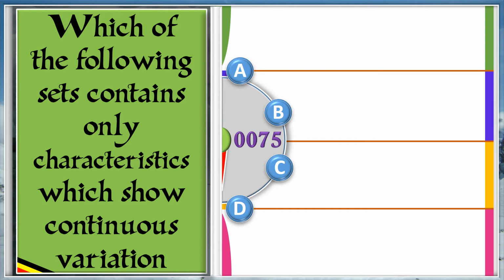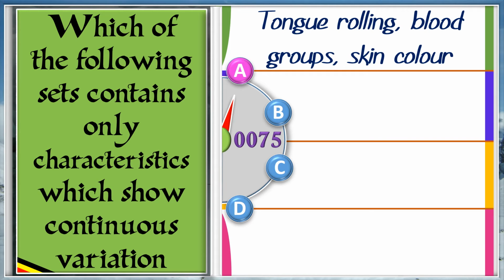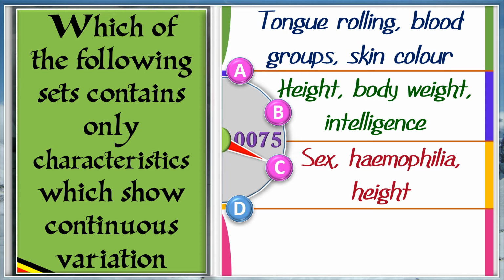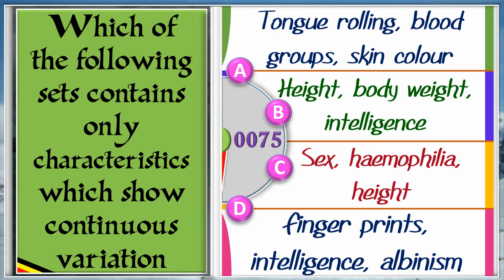Which of the following sets contains only characteristics which show continuous variation? A. Tongue rolling, blood groups, skin color. B. Height, body weight, intelligence. C. Sex, hemophilia, height. D. Fingerprints, intelligence, albinism. And the answer is B. Height, body weight, and intelligence.